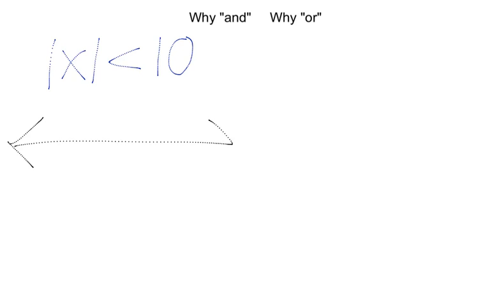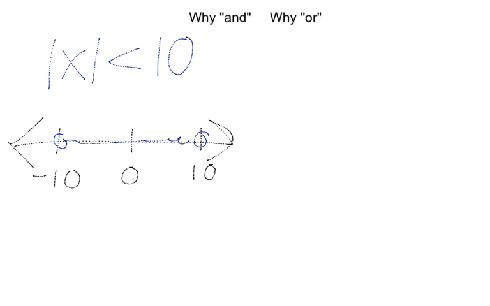So oftentimes there's some confusion with absolute value inequalities as to why we use "and" or why we use "or." The best way to explain that is that when you have, let's say, the absolute value of x is less than 10, what I'm basically saying is that you have to be within 10 spots on the number line of 0. So if I go to show a number line, there's 0, there's 10, and there's negative 10. I've got to be within 10 spots of 0. So it's all right there.